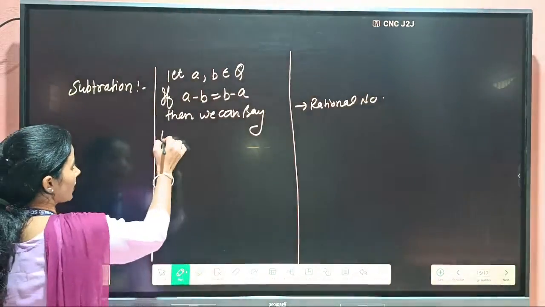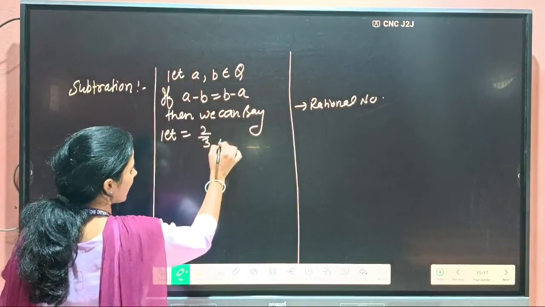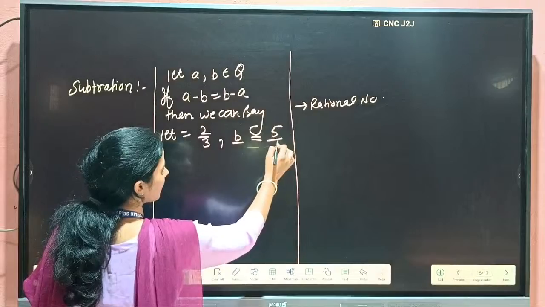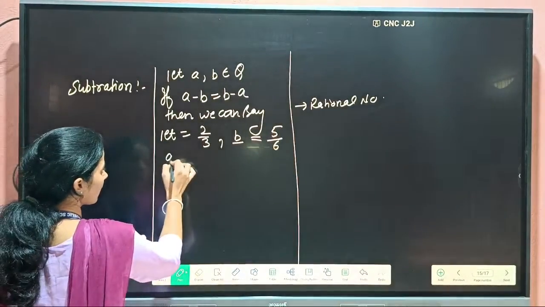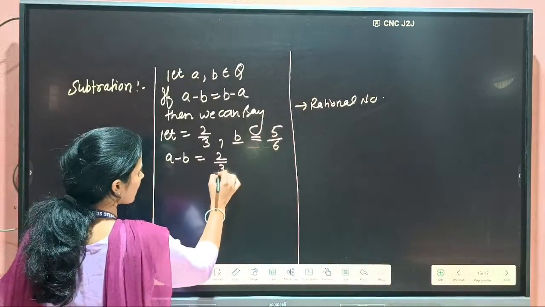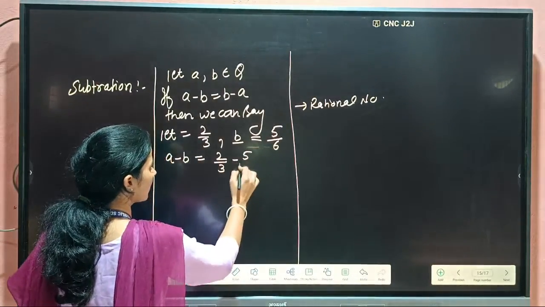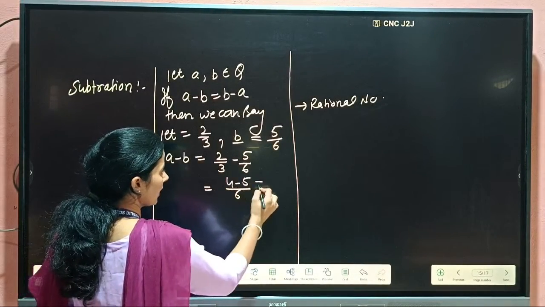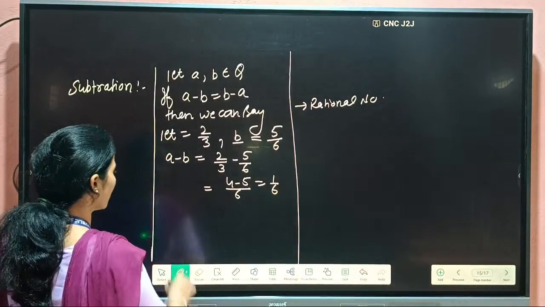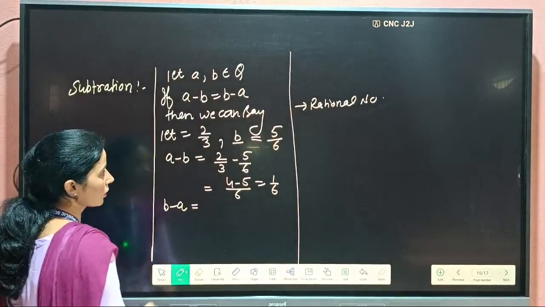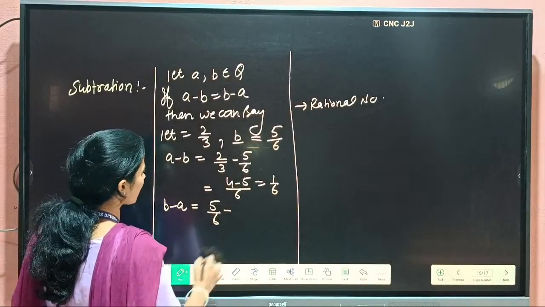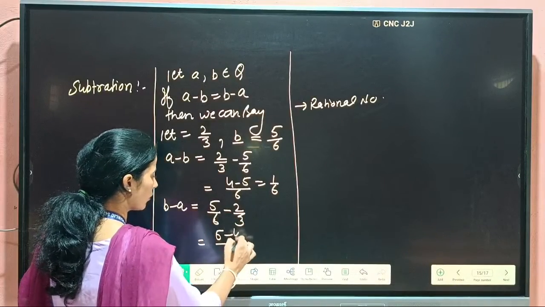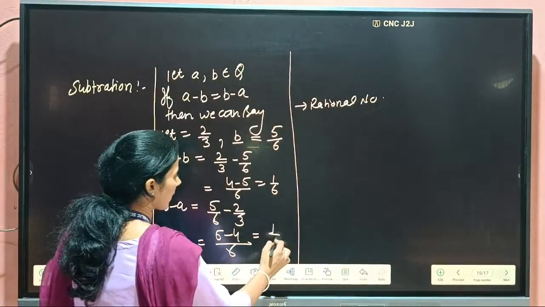Let us see. Let A equals 2 by 3 and B equals 5 by 6. Calculate A minus B, 2 by 3 minus 5 by 6. What will be LCM? 6. It will be 4 minus 5, answer is minus 1 by 6. And then B minus A: 5 by 6 minus 2 by 3. Again LCM is 6, 5 minus 4, answer is 1 by 6.